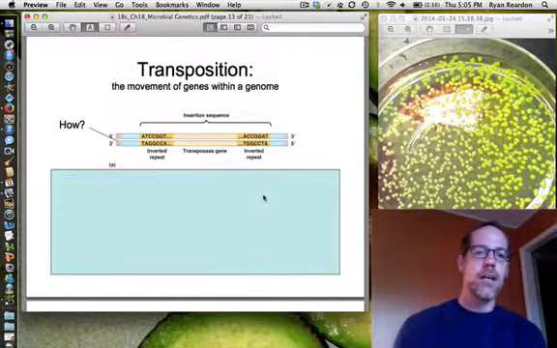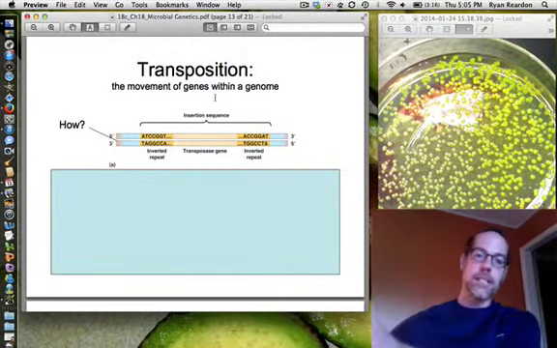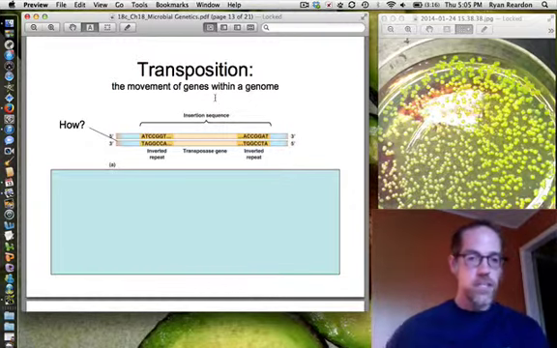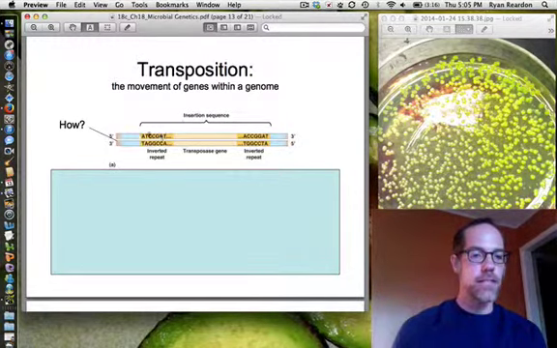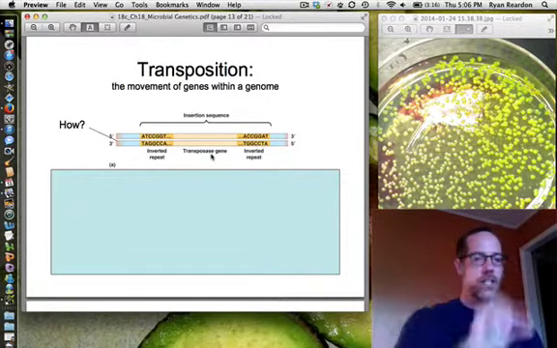But briefly here, transposition, again, is when one gene gets copied and then pasted into another place in the genome. And that happens because of these inverted repeats of ATCCGTT on either side of an insertion sequence. And then in the middle of those inverted repeats is a gene called transposase, an enzyme which has the ability to jump around the genome.